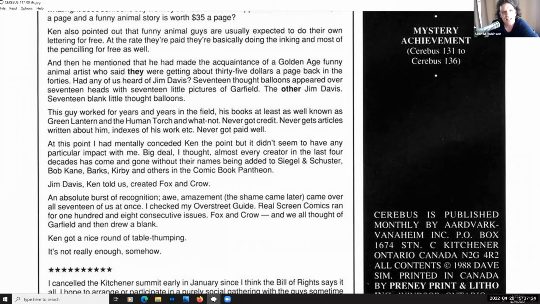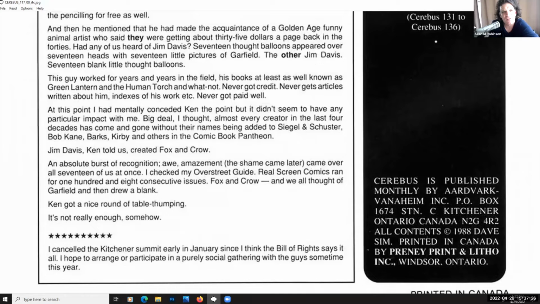Then he mentioned that he made the acquaintance of a golden age funny animal artist who said they were getting about $35 a page back in the 40s. Has anyone ever heard of Jim Davis? Seventeen thought balloons appeared over 17 heads, and it was 17 little pictures of Garfield. No, the other Jim Davis. Seventeen blank little thought balloons.